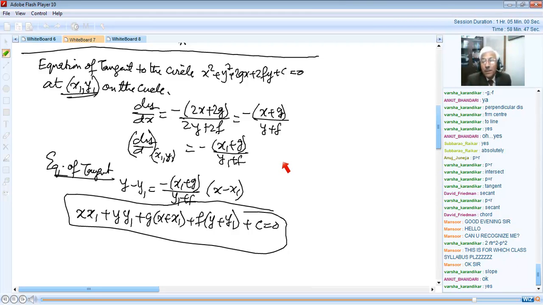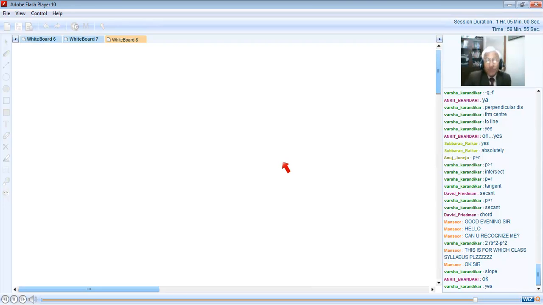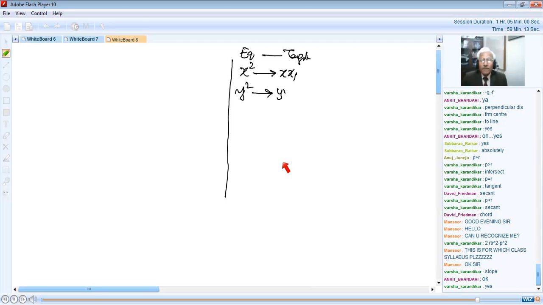Now, see, whenever you have to find the equation of tangent, look here, this is the equation and this is the tangent. X square becomes xx1, y square becomes yy1, x becomes x plus x1 by 2, y becomes y plus y1 by 2, constant remains same. That is how you get the equation of the tangent.